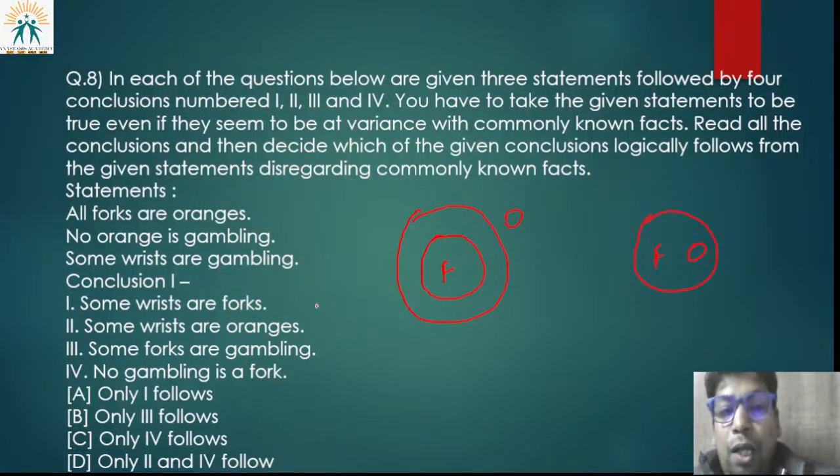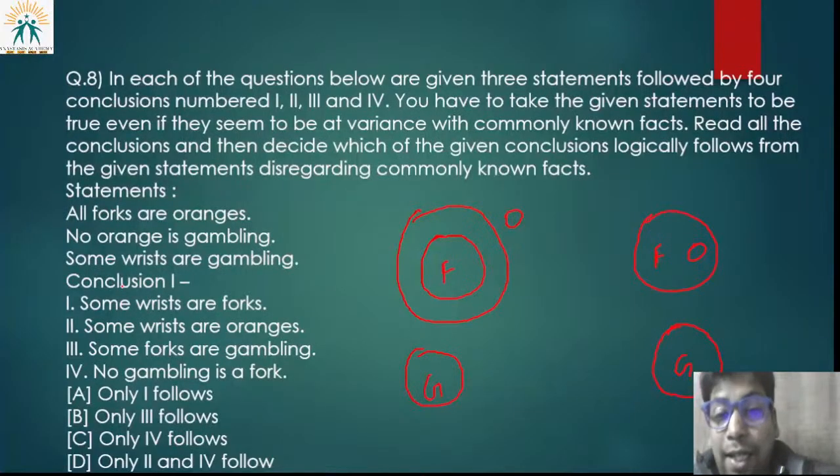Okay, no orange is gambling. So in the first diagram you will draw gambling here because no orange is gambling, and in the second one you will draw the diagram here: no orange is gambling. Simple, right?